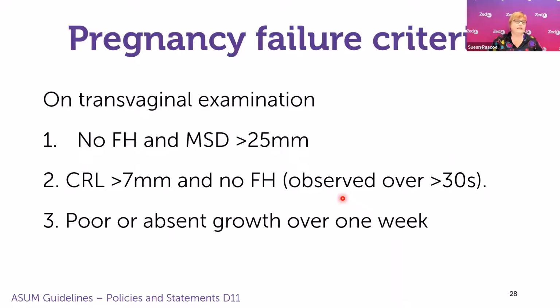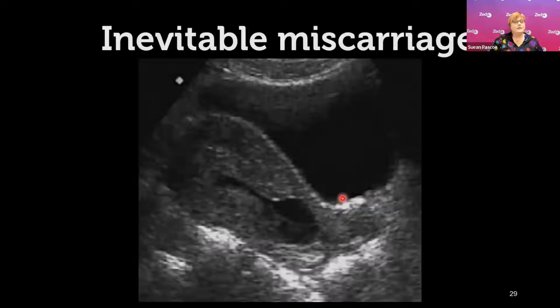So the critical numbers here is once the mean sac diameter is 25 millimeters, we should always see a crown rump length with a heartbeat. Once the crown rump length is more than 7 millimeters, we should always see a heartbeat. And so there are many different options of miscarriage. We have inevitable miscarriage here, where we can see a really misshapen sac in the lower segment of the uterus.